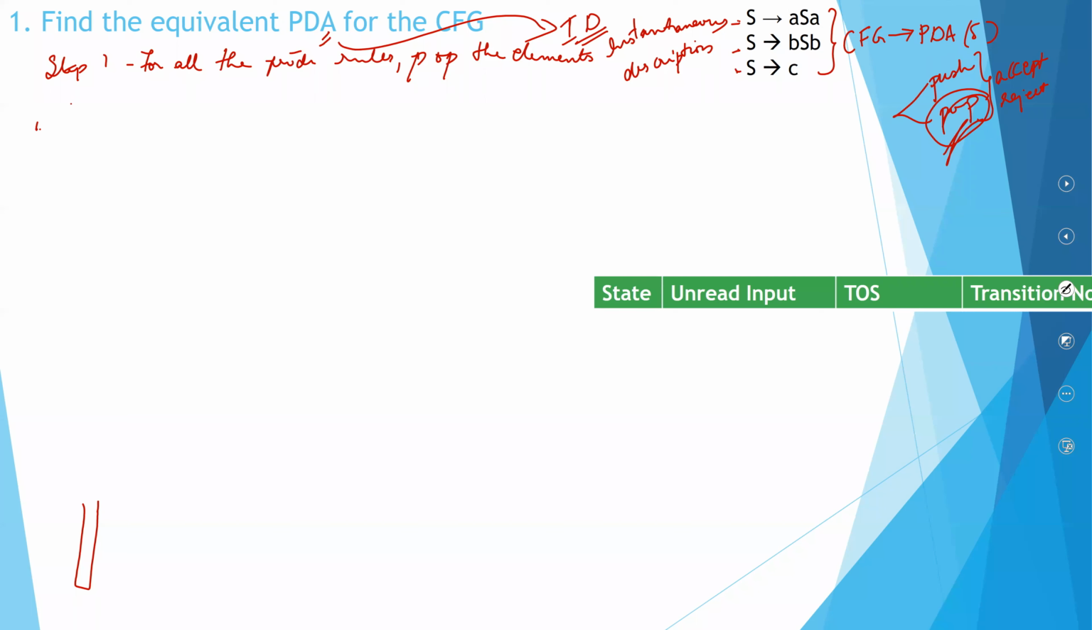So write it like this: delta. Now assume you have a state called Q0. You can write any name: A, B, C, Q1, Q2, anything. Anyway, I will start with an initial state called Q0. The first thing which I write inside my function is my start state. So I am starting at my initial state Q0.